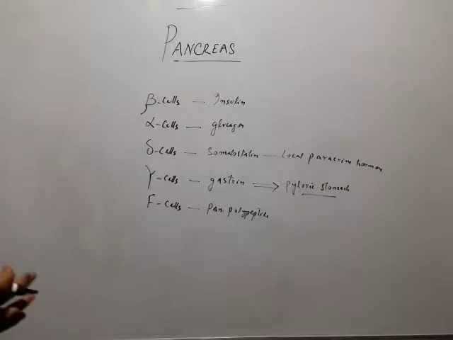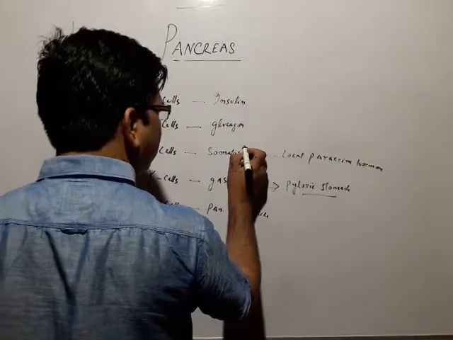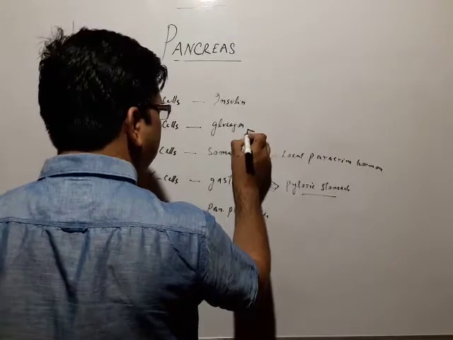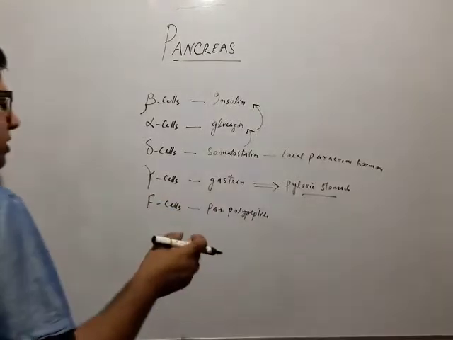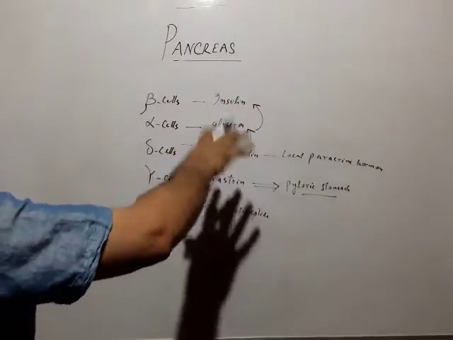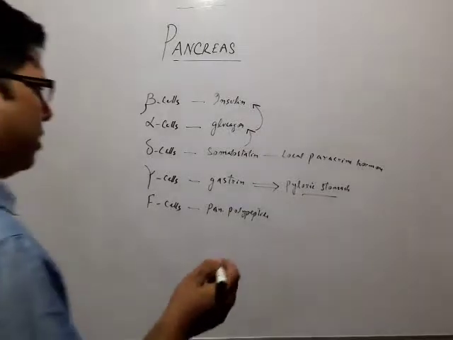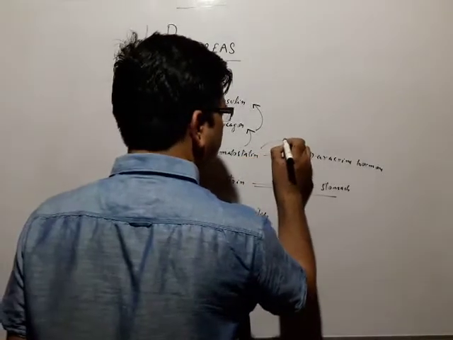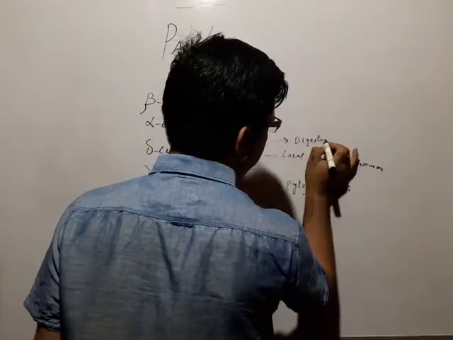It checks the secretion of alpha cells and beta cells for secreting insulin and glucagon. That means it controls, it in fact regulates, it reduces their secretion. Likewise, it also checks the digestive tract, it checks the secretion of the digestive tract.